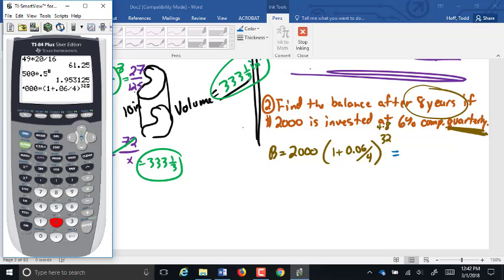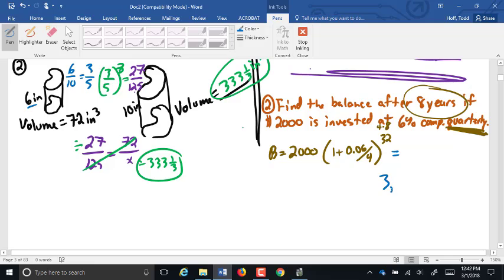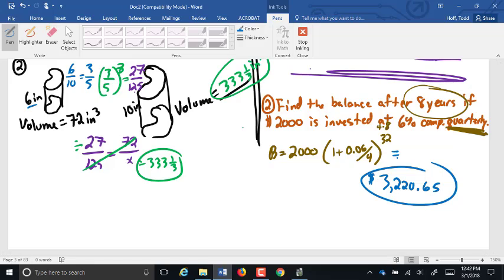So this isn't going to double in 8 years. So it's got to be less than 4,000. 3220.65. Remember, we talked about those benchmarks, those estimates, and that was one of those little benchmarks, that rule of 72. You know it can't double in 8 years at that interest rate. So you know it has to be less than 4,000.